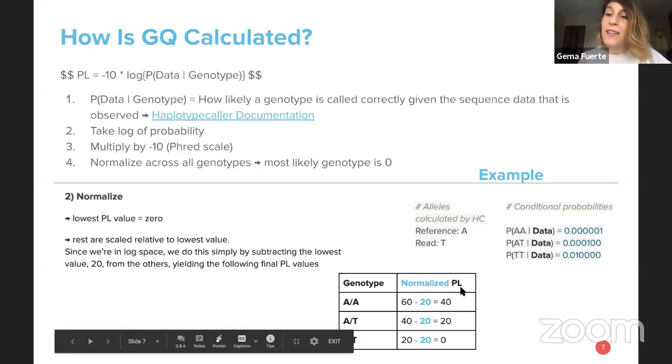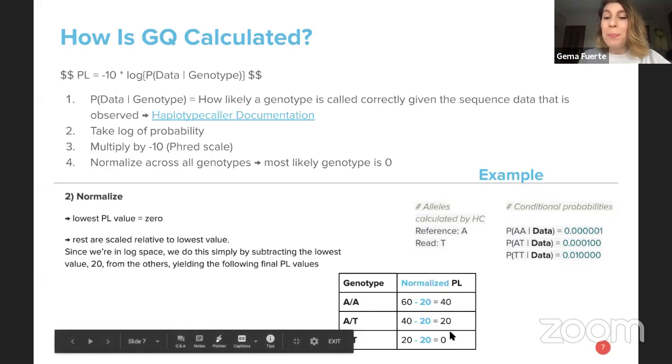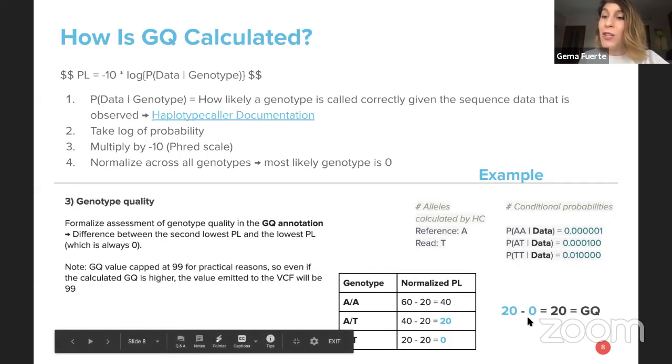So what do we see here? Usually you want the second lowest PL to be very different to the lowest PL, because that means that, let's say, the heterozygous call is much, much more likely than the homozygous call. But in this case, the difference is only 20. And this is the calculation of our genotype quality. So second lowest minus lowest is 20 minus 0 equals 20, 20 GQ.